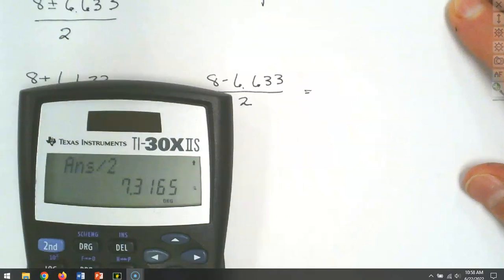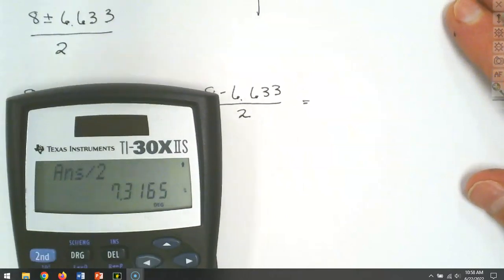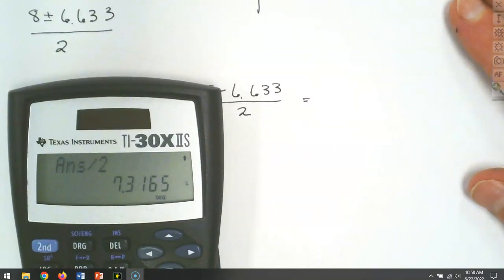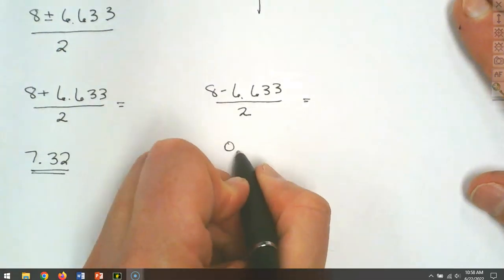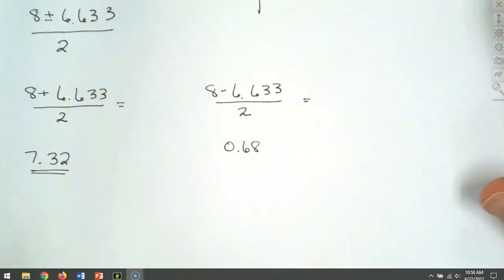And what's our other one going to be? Let me move it over here so you can still see. The other one is going to be 8 minus 6.633, and then divide that by 2. And if we round, it looks like we get 0.68. So these are our answers, and these are going to be in terms of seconds.